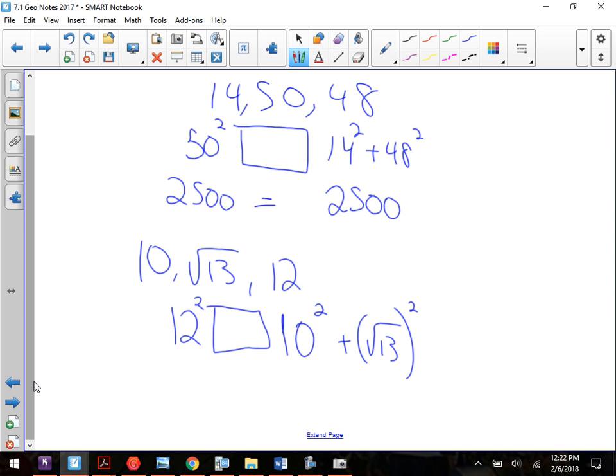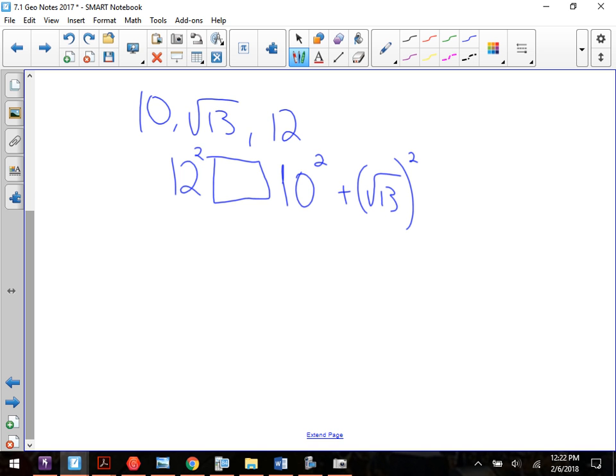12 squared is how much? 12 squared is what? And then you get 100 plus 13 would be, what's the relationship? It's greater, which makes it what kind of a triangle? That's all it is. Super easy stuff today. Super easy stuff. Pretty much.